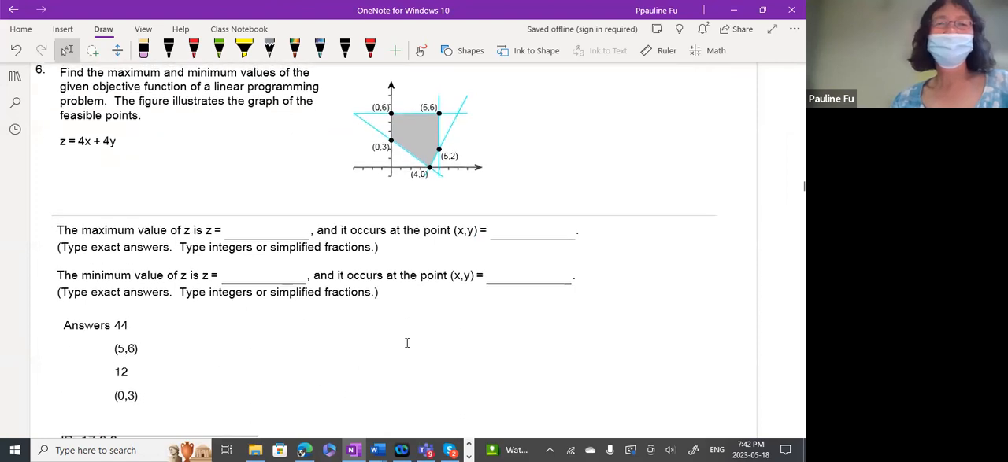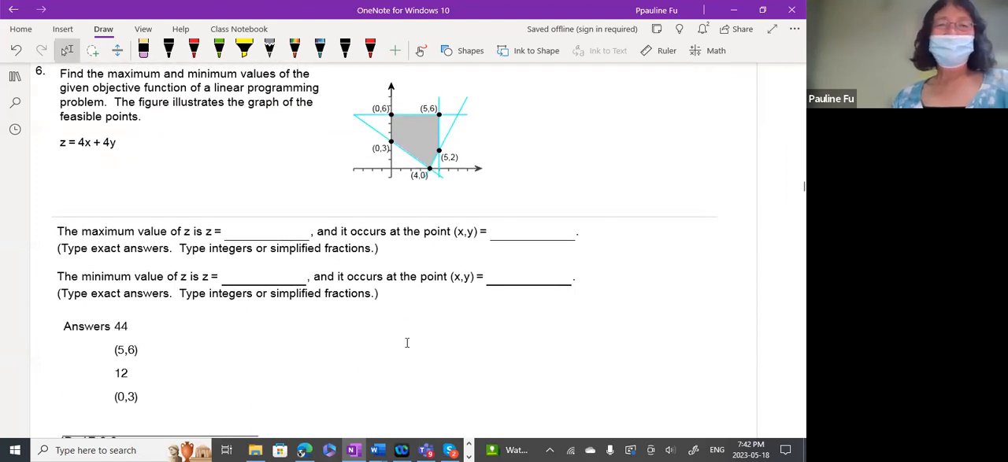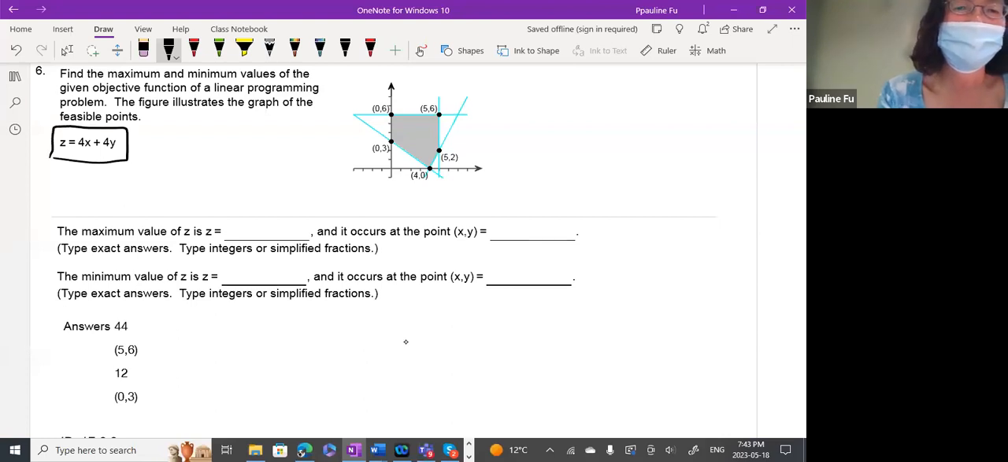Question 6. Find the maximum and minimum value of given objective function of a linear programming problem. The figure illustrates the graph of the feasible points. Feasible points are the points, could be the maximum, could be minimum. So this z equal to 4x plus 4y is the objective function. The question asks you to find the maximum, minimum value. What you do, you plug in, there are how many feasible points?